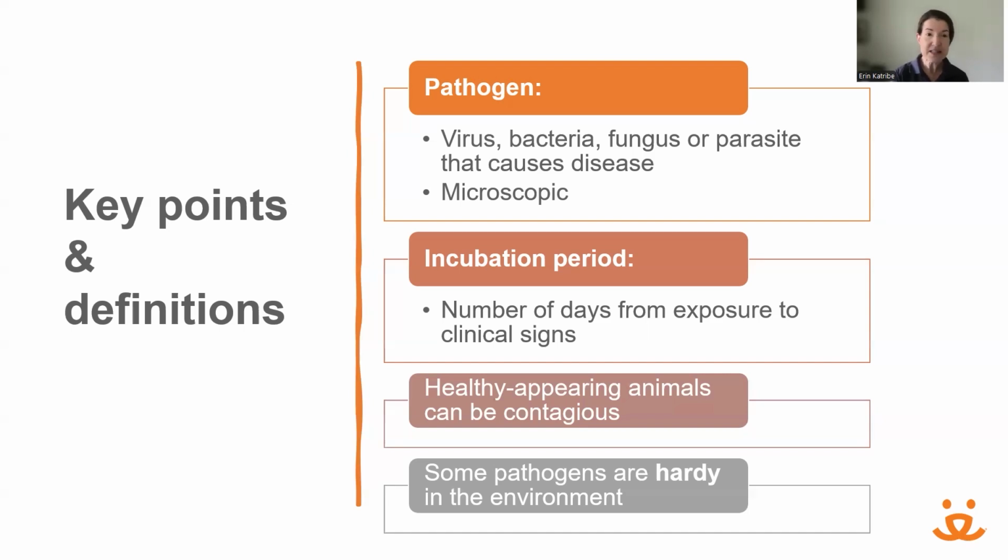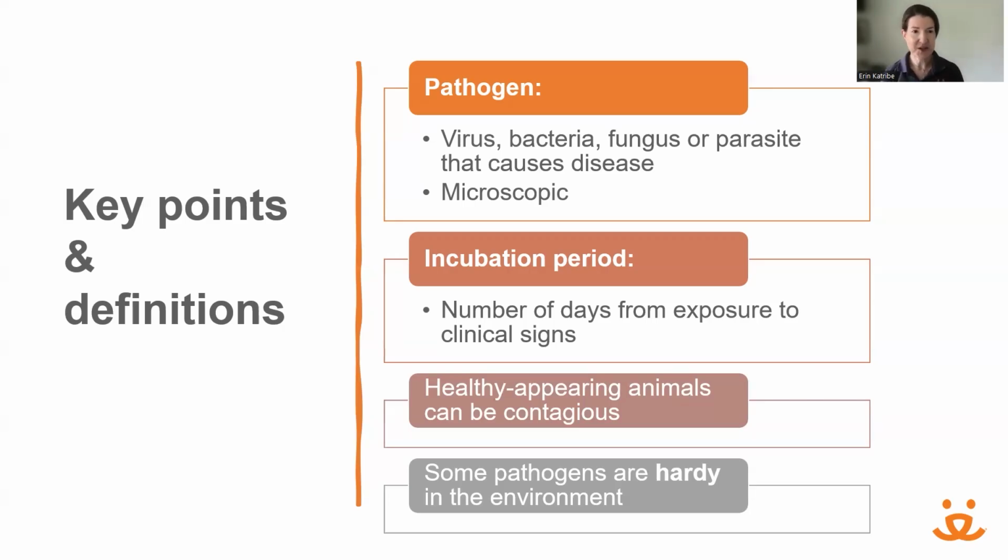Incubation period. This is the period of time from when an animal is exposed to an infectious disease to when they start to show clinical symptoms. So this might mean that the incubation period for parvo is the number of days between when a healthy puppy gets exposed to a sick puppy, that parvo is transmitted, but that healthy puppy is not going to look sick until several days later. And those several days, that's the incubation period.